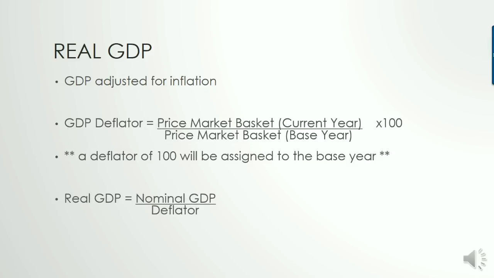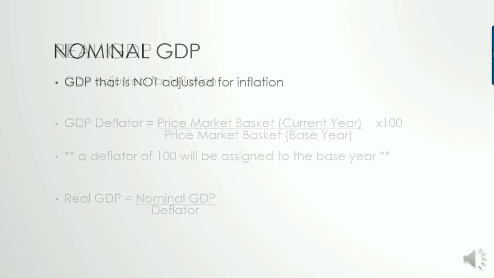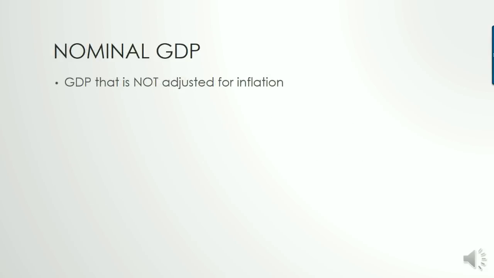And finally, here's our equation with the deflator to determine real GDP. Nominal over the deflator equals real. That's very important. And next is nominal GDP.